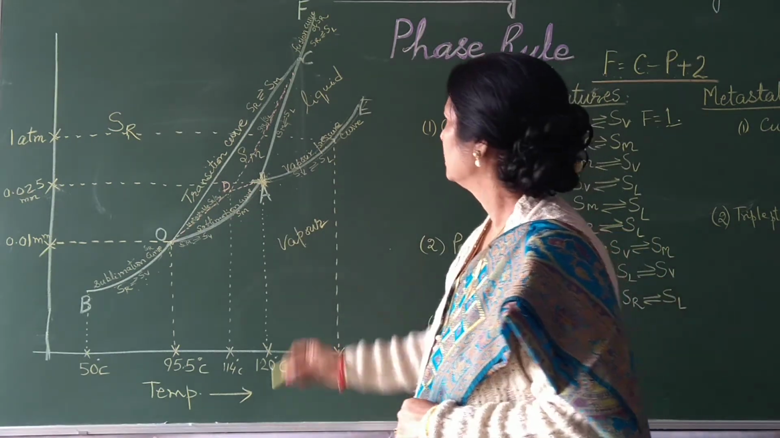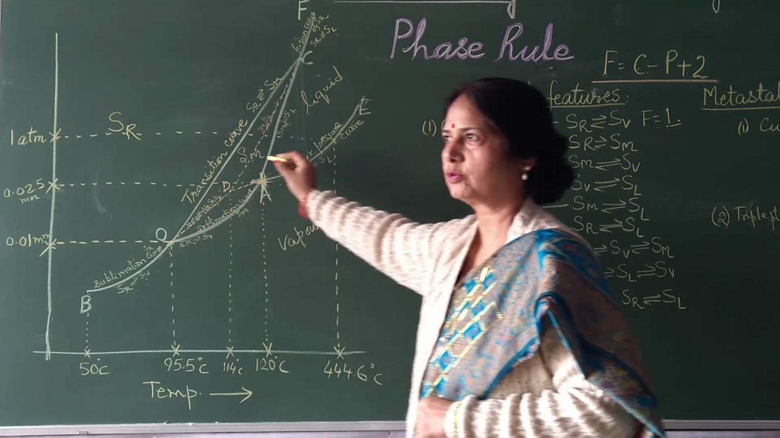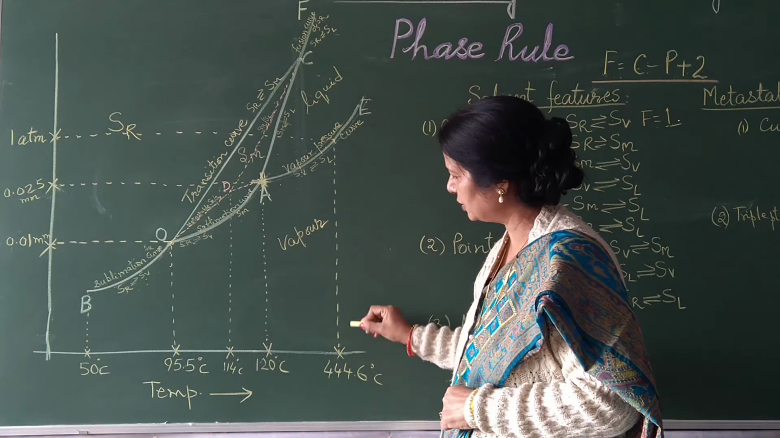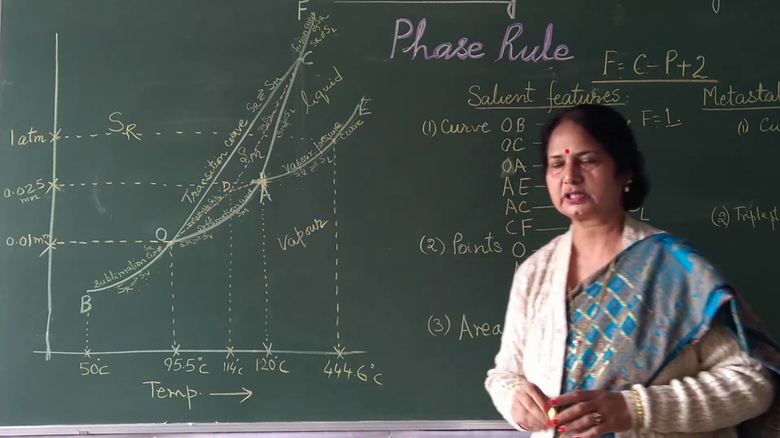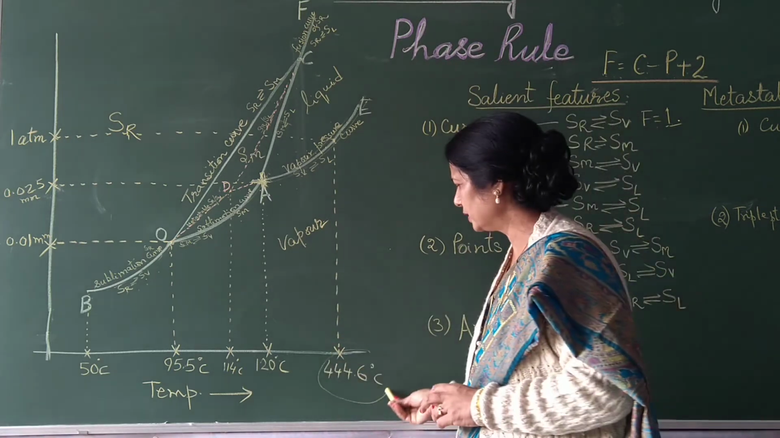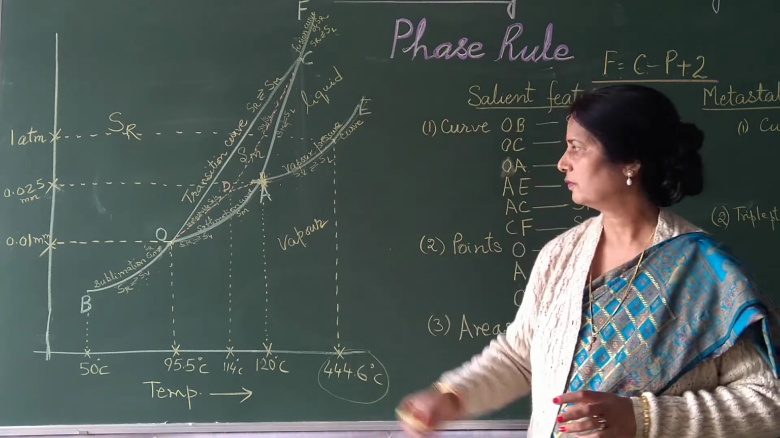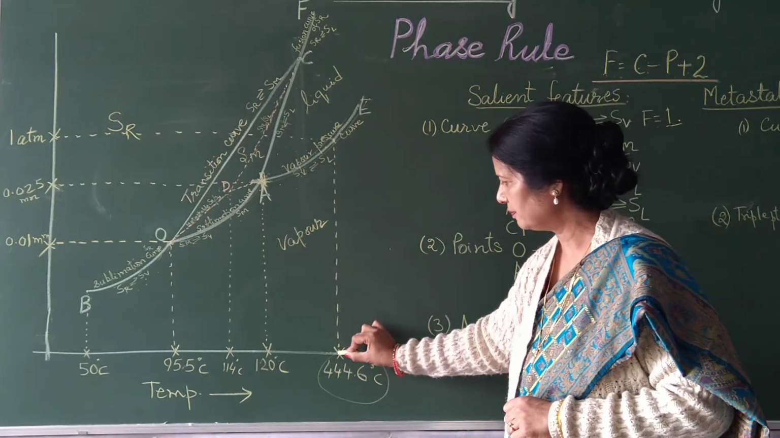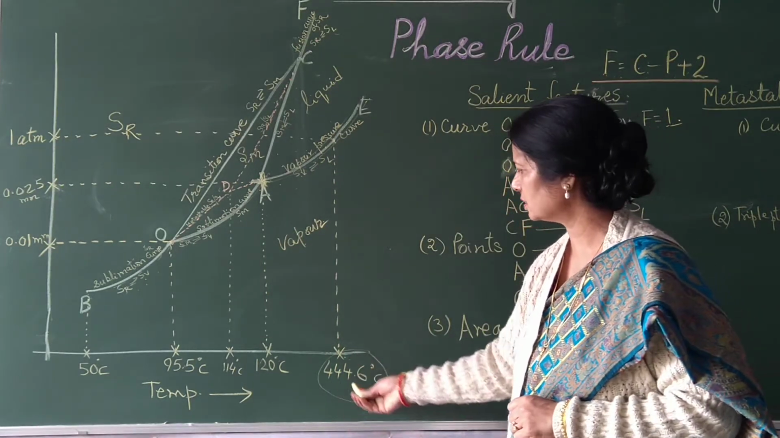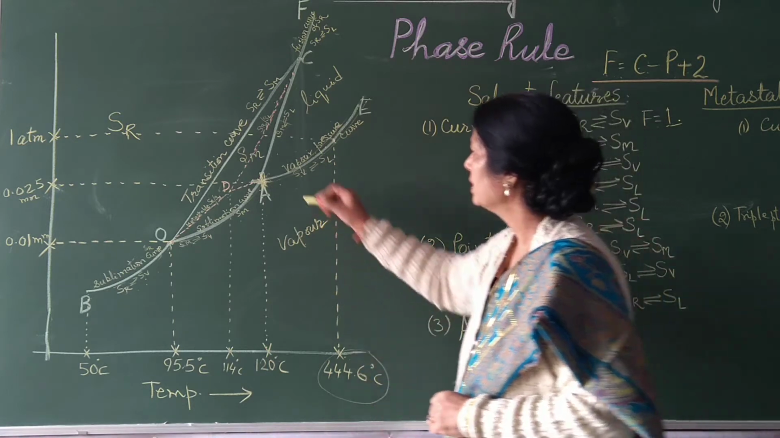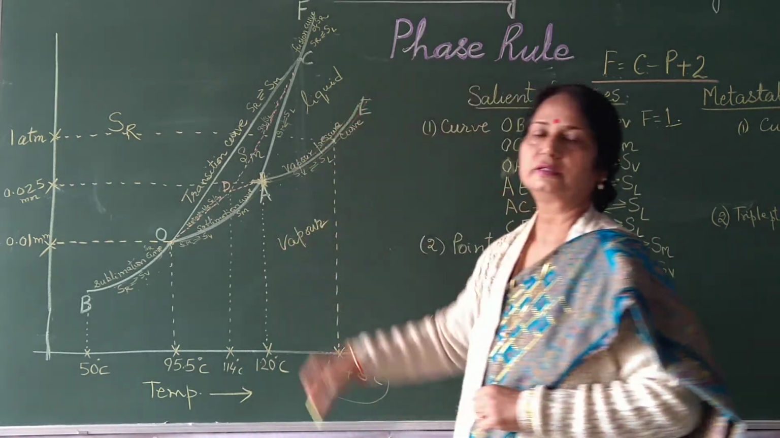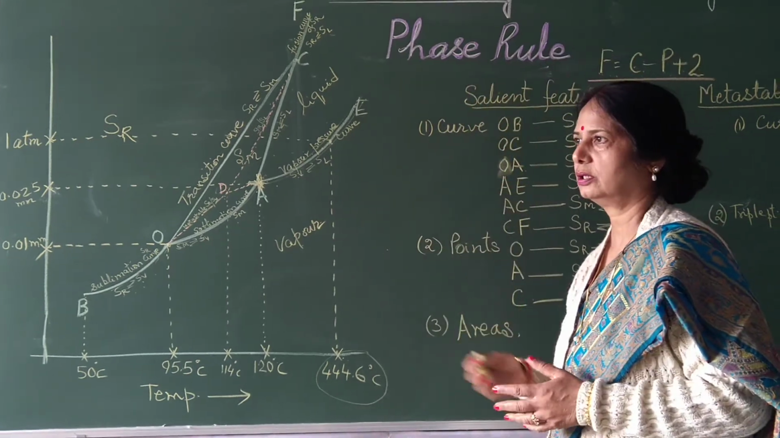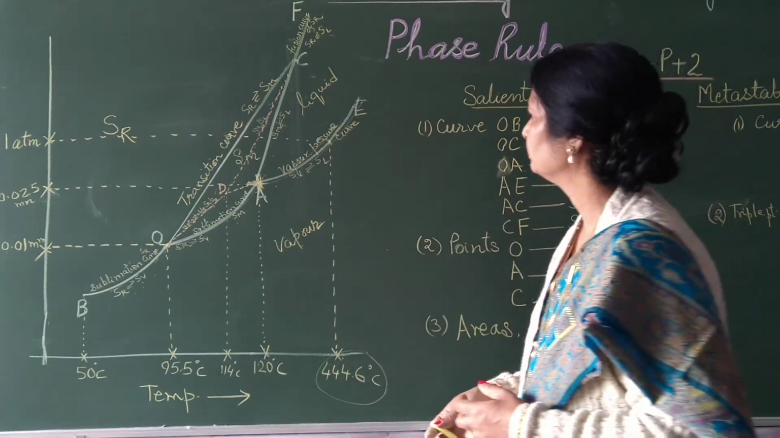One more thing over here, the 1 atm line, the 1 atmospheric pressure line, cuts this curve at this point when the temperature is 444.6 degrees centigrade. So this is the boiling temperature of sulfur, where the 1 atm line cuts the vapor pressure curve. This curve ends at E. So E is the critical temperature, you can say, beyond which the critical phase will exist.